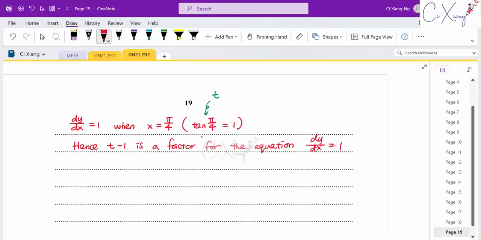Correct or not? Because when you substitute tangent pi over 4, which equals 1, inside the polynomial here, it is actually one of the solutions. So that means if t equals 1, you bring the 1 over, it becomes t minus 1. So t minus 1 will be one of the factors for the equation dy dx equals 1. What's the equation for dy dx equals 1? Because just now you did rephrase it, right? Which is this one.